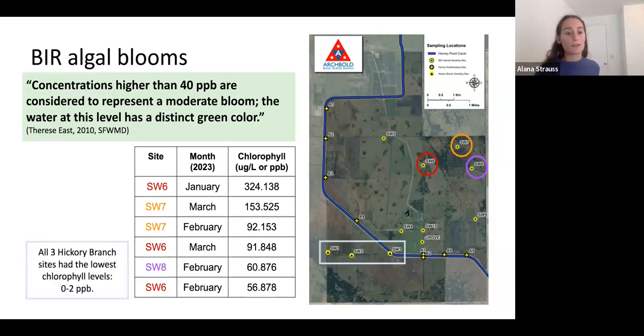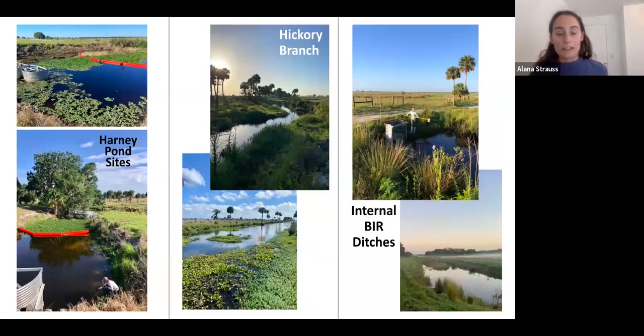And then I also wanted to point out that all 3 of the Hickory Branch sites had the lowest chlorophyll levels. They ranged from 0 to 2 parts per billion. These sites also have cows in them, but the site is flowing a little bit faster and had super high nitrates and a lot lower phosphorus than the internal sites. All right, so yeah, we already saw that slide.